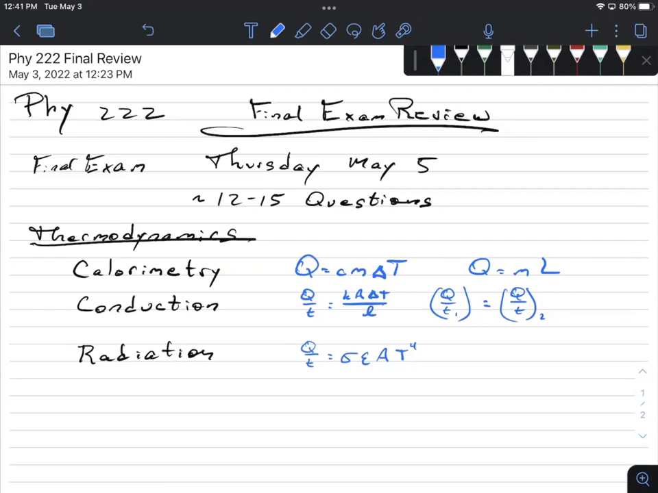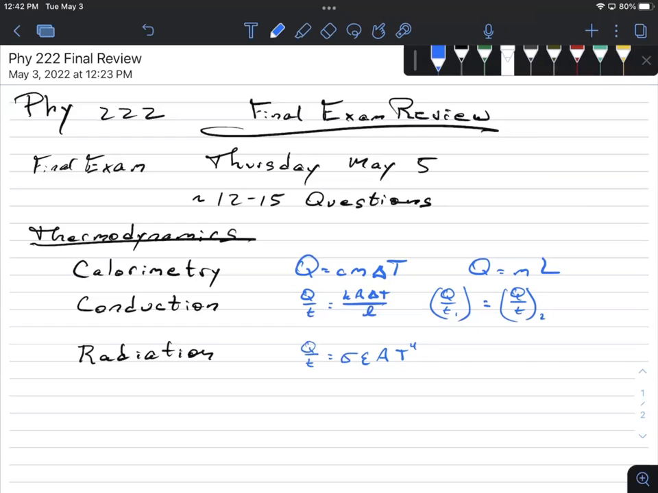A, that's the surface area of the object. Of course, a bigger object has more space for the energy to radiate away from than a smaller object does. So a bigger object can radiate better than a smaller object. And then, of course, T to the fourth, that's the temperature.